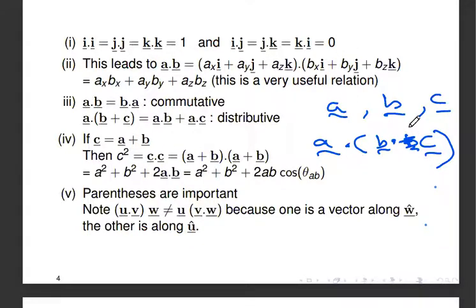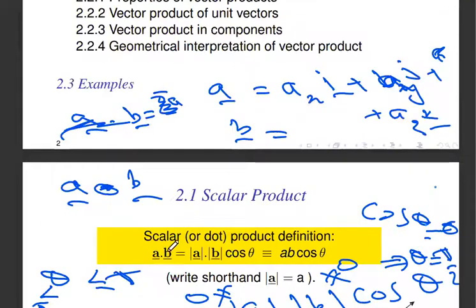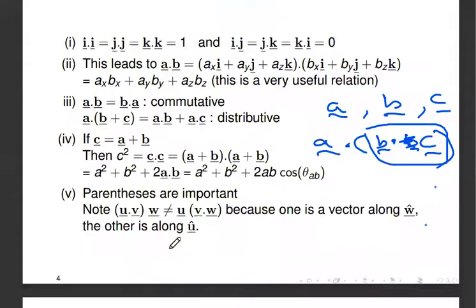Look at this here. We cannot write it in this way. Why? B dot C is not a vector here. B dot C is a scalar. The dot product is defined for two vectors. Here, A and B must be vectors. But when you take the dot product of B and C, this gives you a scalar value, not a vector value. Then we cannot talk about a dot product.